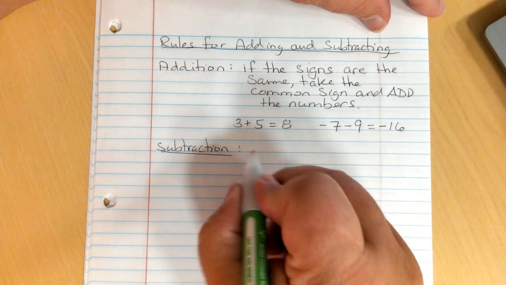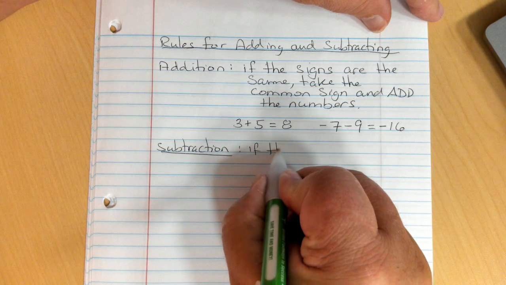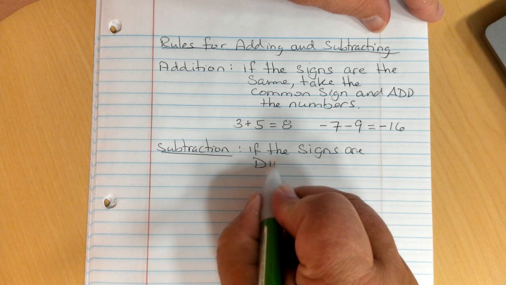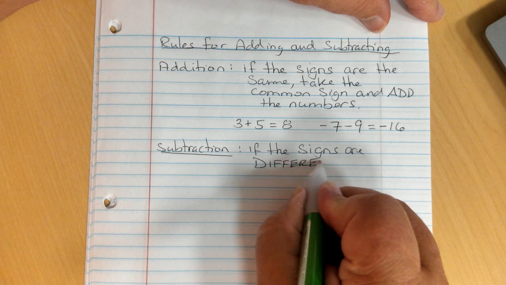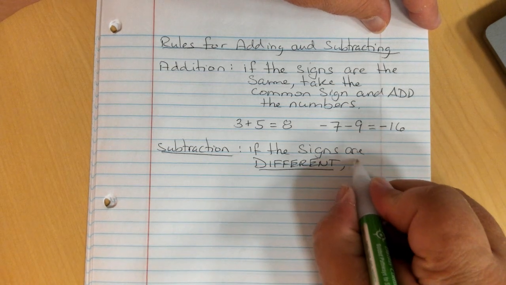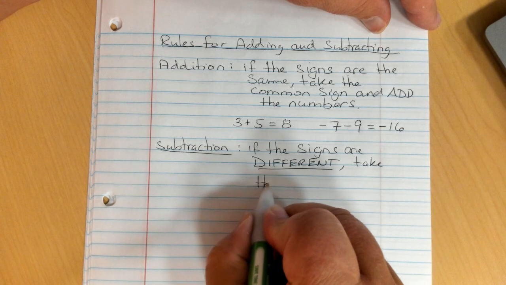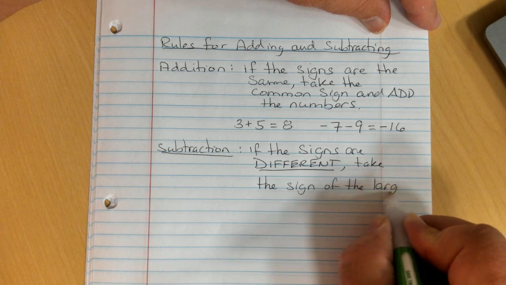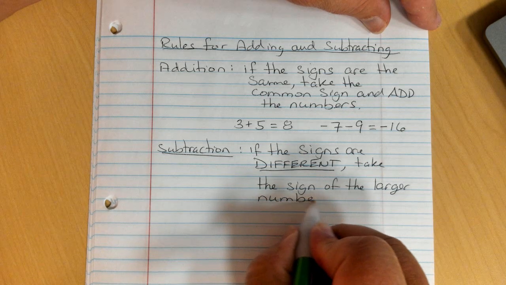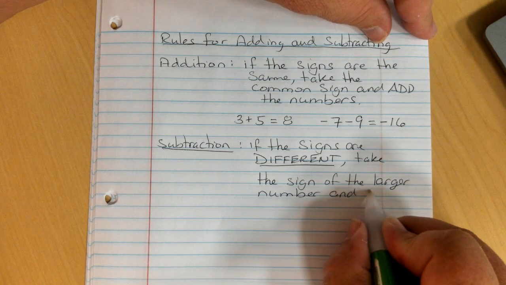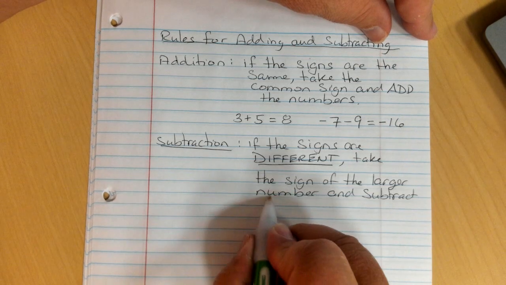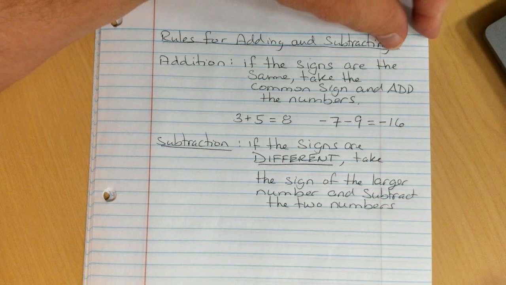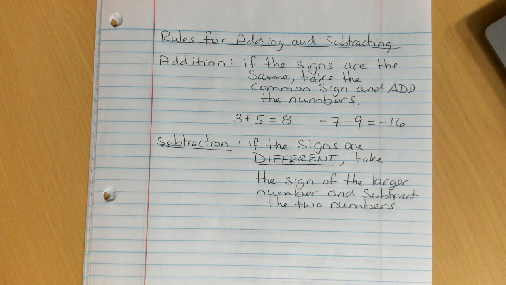And subtraction. If the signs are different, take the sign of the larger number and subtract the two numbers. So if the signs are different, take the sign of the bigger number and subtract the numbers.